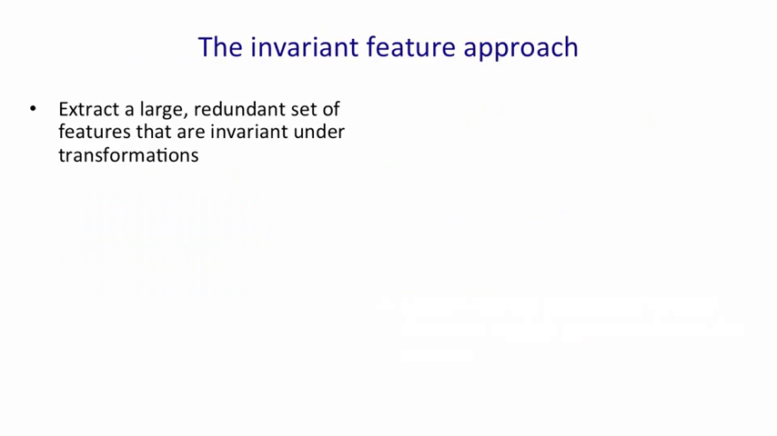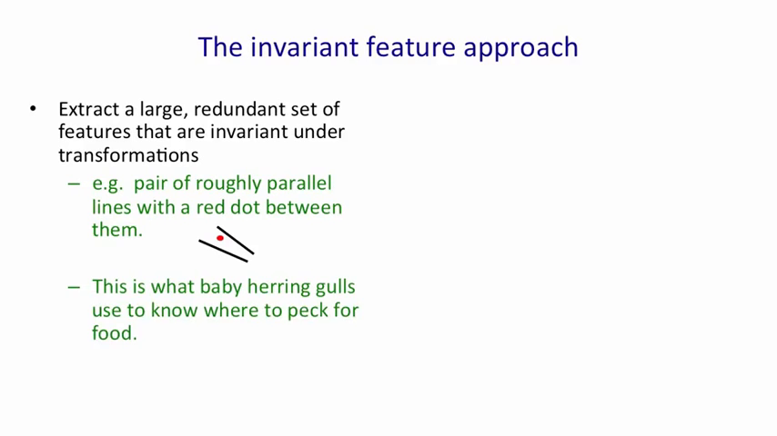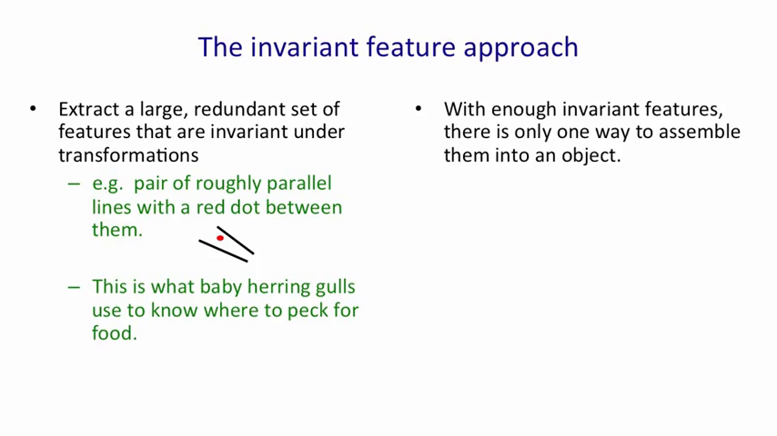So, the invariant feature approach says you should extract a large and redundant set of features, and they should be features that are invariant under transformations like translation and rotation and scaling. So here's an example of an invariant feature. It's a pair of roughly parallel lines with a red dot between them. That's actually been suggested as the feature that baby herring gulls use for knowing where to peck for food. If you paint that feature on a piece of wood, they'll peck at the appropriate place on the piece of wood. With enough invariant features, there's only one way to assemble them into an object or an image.